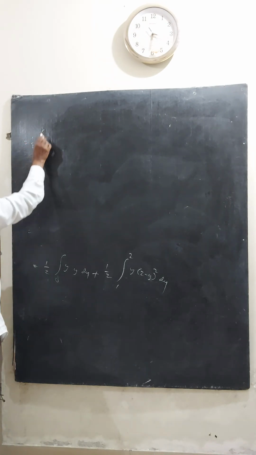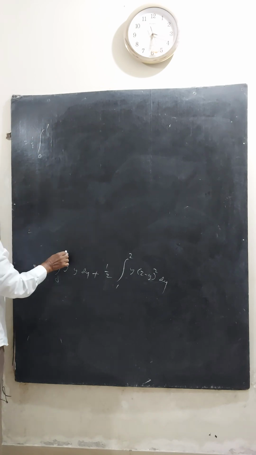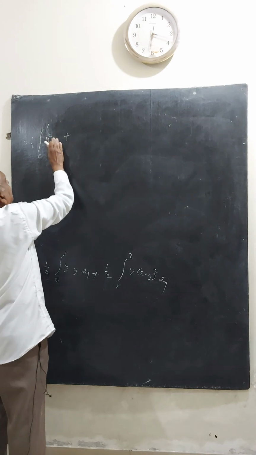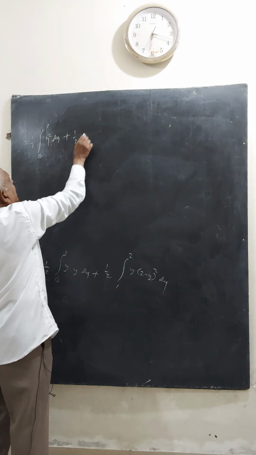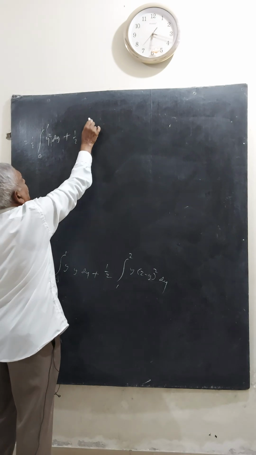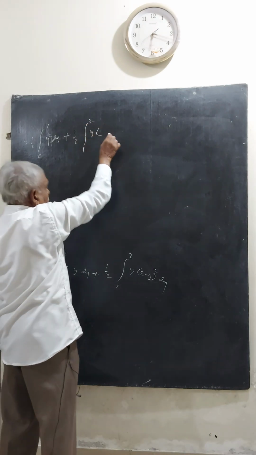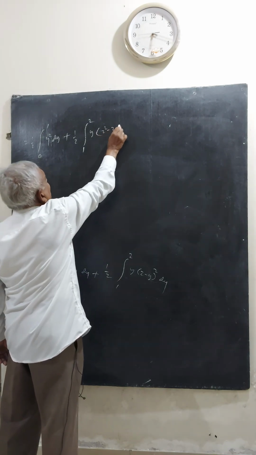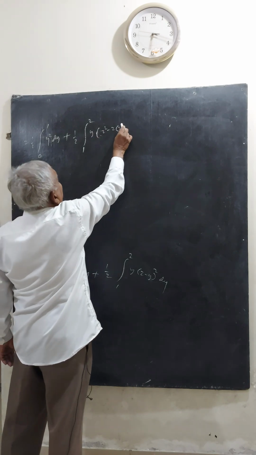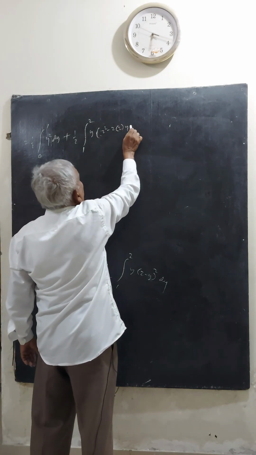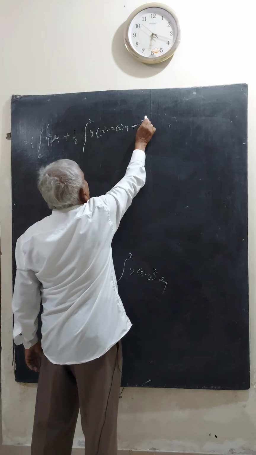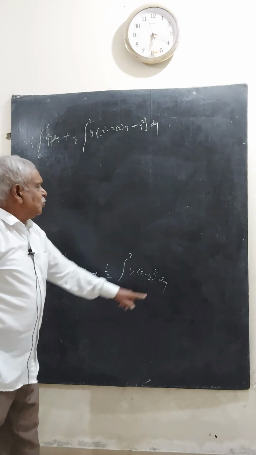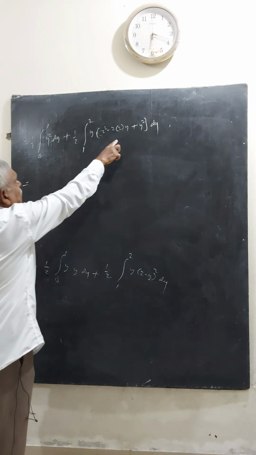One by two, 0 to 1, y square dy, plus 1 by 2, 1 to 2, y into (2 minus y) whole square. (a minus b) square is a square minus 2ab plus b square, where a is 2 and b is y.